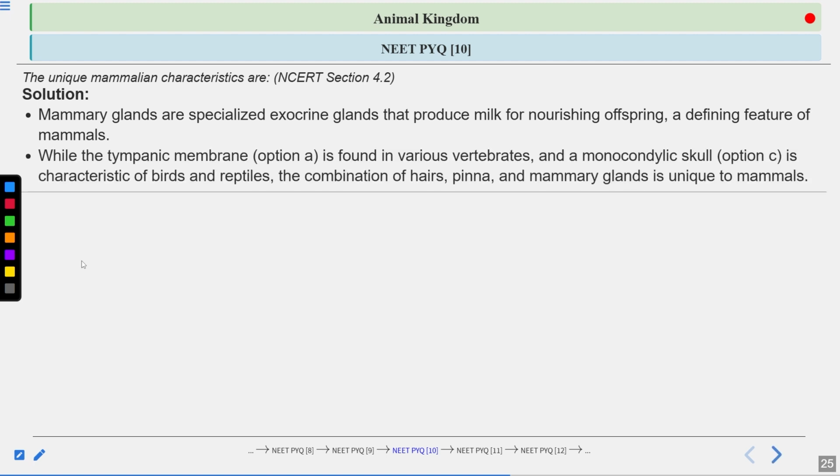While the tympanic membrane, that is option A, is found in various vertebrates, and the monocondylic skull, that is option C, is characteristic of birds and reptiles. Mammals have the dicondylic skull. A combination of hairs, pinna and the mammary gland is the unique feature of mammals.